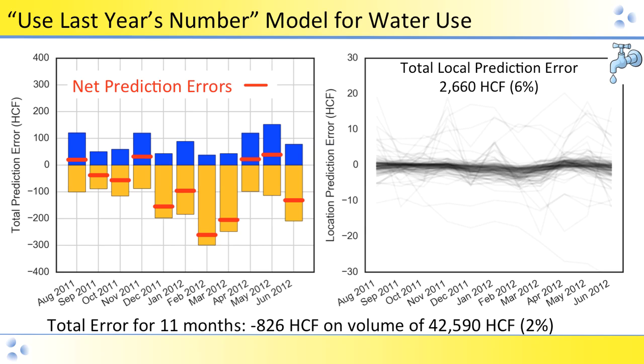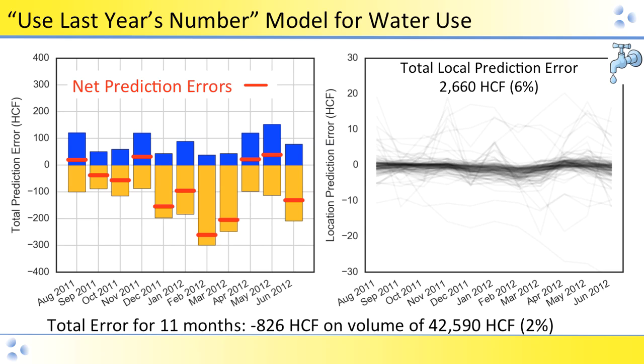So this gives me an idea of what the redistribution load would be. And again, it's only about 6% of the total volume for all of the zip codes for the water. This is a baseline. This is a very simple model, doesn't require machine learning, doesn't require computers, just look at last year's number and move forward with that.